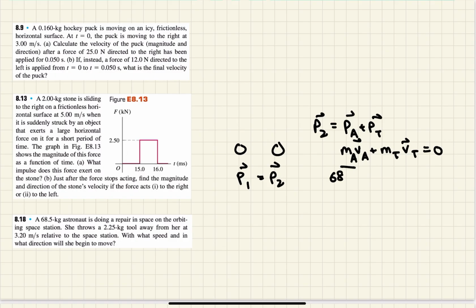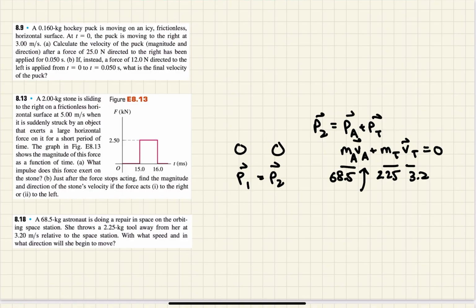Let's see, what do we know? We know mass of the astronaut is 68.5 kilograms. We know mass of the tool is 2.25 kilograms, and velocity of the tool is 3.2. It doesn't say what direction it is, but we need to know what direction she will move. Instead of saying right or left, we can just say the direction is opposite to the direction in which she throws the tool, because they can't possibly move in the same direction. That means the momentums won't cancel out. So we do know that our velocity is going to be negative. We can just write it as a negative answer.